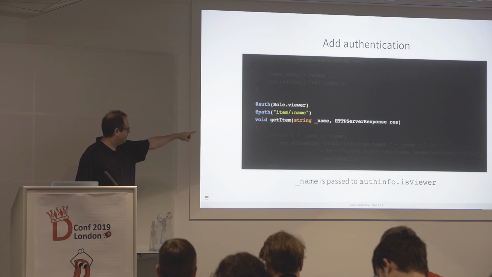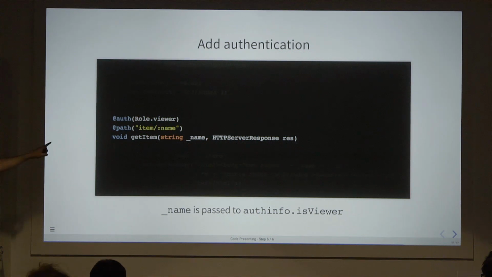Same thing with item name, isViewer. Now notice that the name is going to be passed into that isViewer function. And because it's named the same thing, it knows where to get it from.